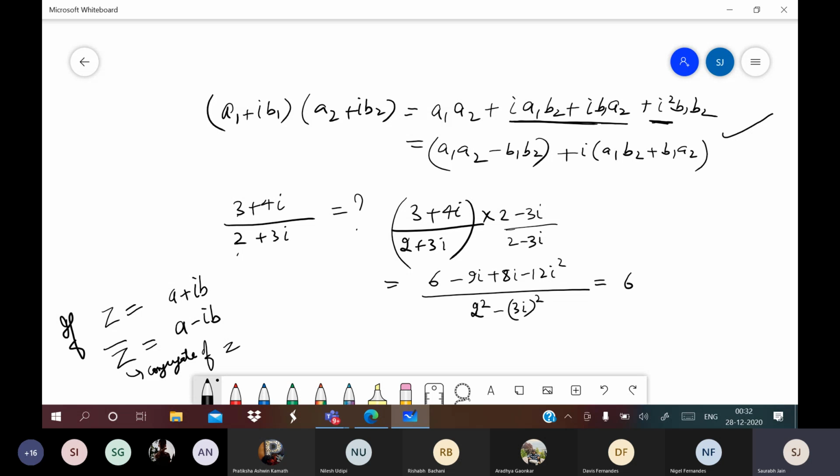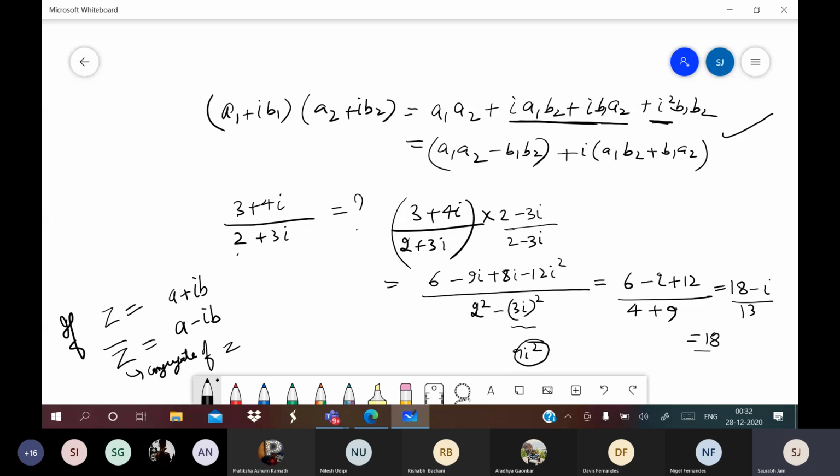So this comes out to be 6 minus iota. Iota square is minus 1, so this will be plus 12. In the denominator, it will be 4 plus 9. You know why? Because 9 iota square, and iota square itself is minus 1. So finally you will get 18 minus iota by 13.